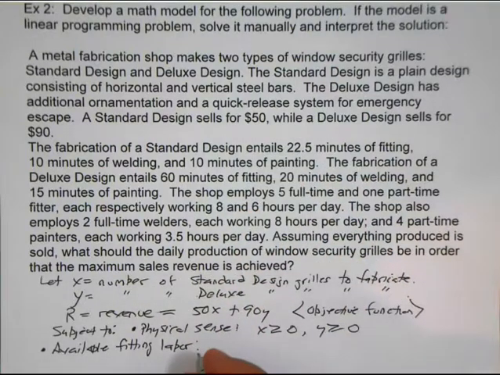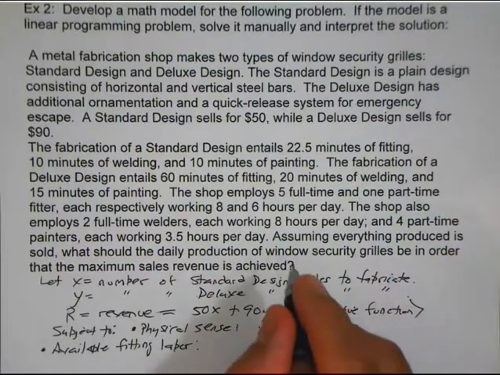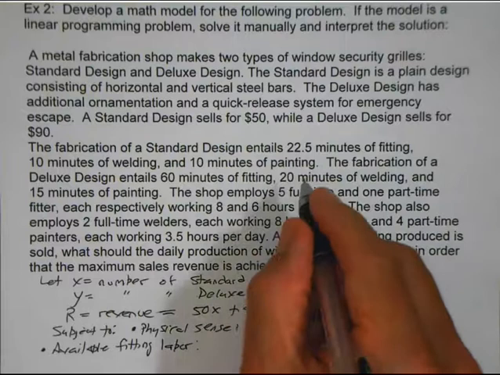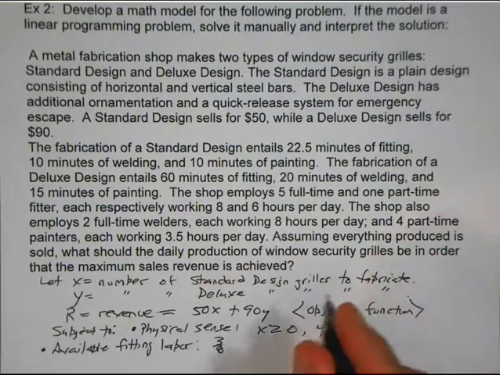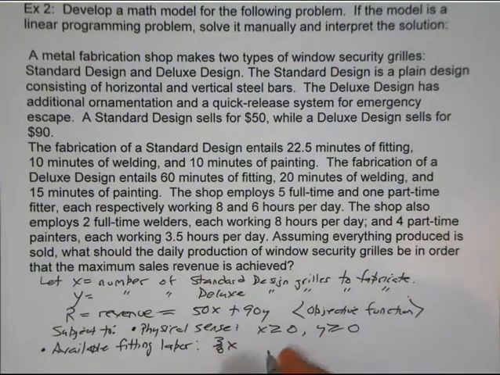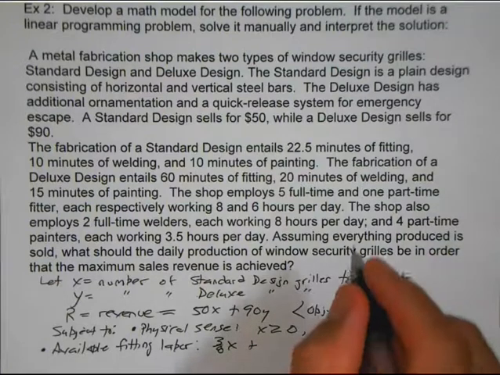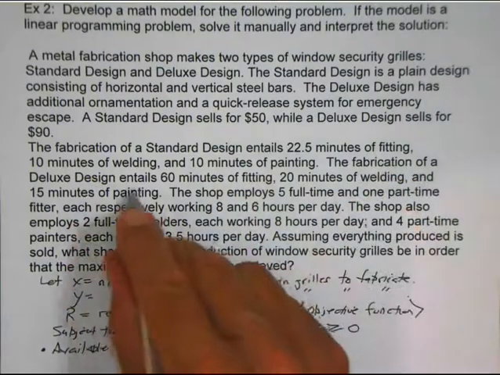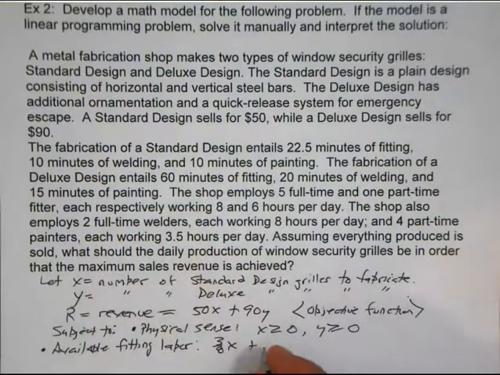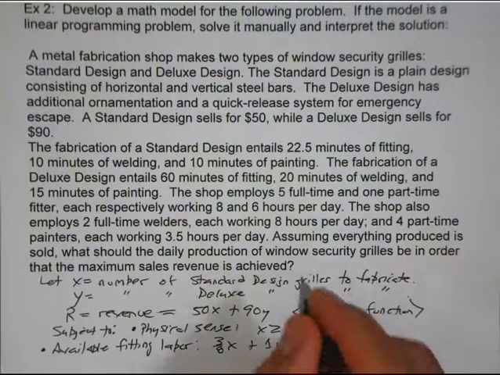It looks pretty good. Now, for available fitting labor, we can take the amount of time needed to fit one standard design. Okay, 22.5 minutes. That's 3/8 of an hour. Consider you've made X of these during the day. You need to do the 3/8 times X. And now let's consider the deluxe design. It says the fabrication of a deluxe design entails 60 minutes of fitting. Okay, that's 1 hour. And that has to be less than or equal to the available fitting labor.